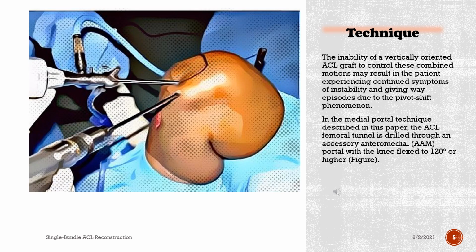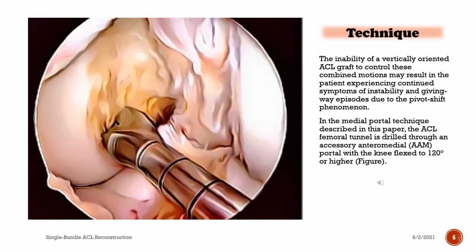The inability of a vertically oriented ACL graft to control these combined motions may result in the patient experiencing continued symptoms of instability and giving way episodes due to the pivot shift phenomenon. In the medial portal technique described in this paper, the ACL femoral tunnel is drilled through an accessory anteromedial, AAM, portal with the knee flexed to 120 degrees or higher, figure.